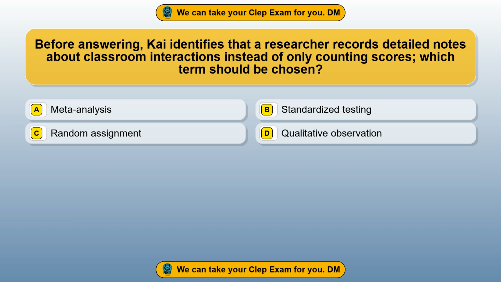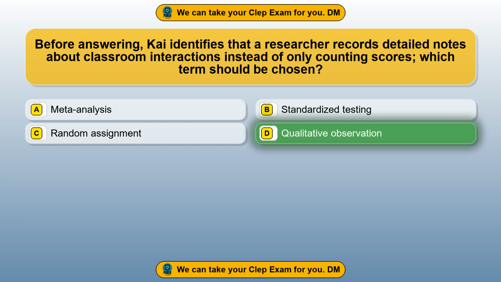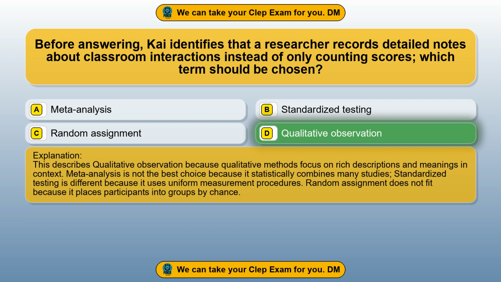Question 98. Before answering, Kai identifies that a researcher records detailed notes about classroom interactions instead of only counting scores. Which term should be chosen? Option A, meta-analysis. Option B, standardized testing. Option C, random assignment. Option D, qualitative observation. The correct answer is option D. Qualitative observation. This describes qualitative observation because qualitative methods focus on rich descriptions and meanings in context.